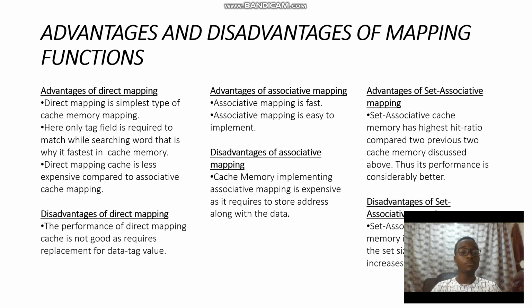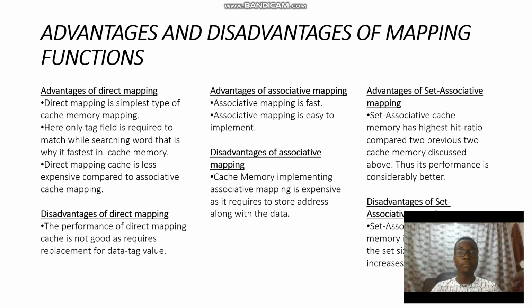One of the advantages of direct mapping is, first of all, that it is the simplest technique that you can use. Then it is less expensive. Then it requires only one match while searching words. That is why it's the fastest in cache memory. The disadvantage is that the performance of direct mapping cache is not good, as it requires replacements for data tag values.